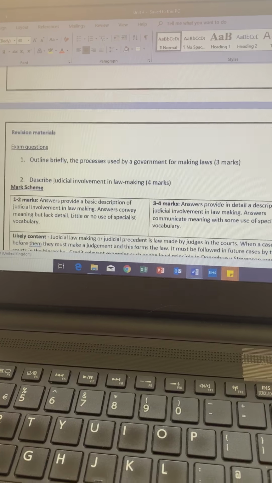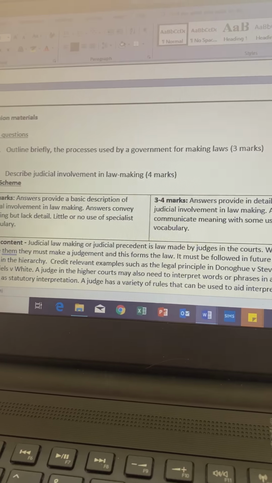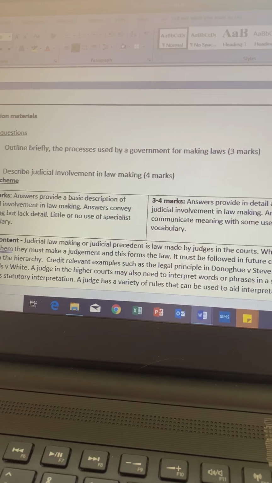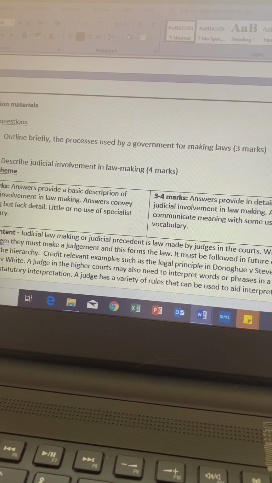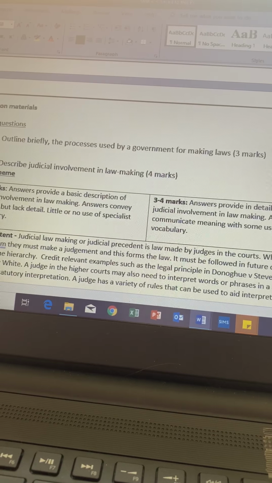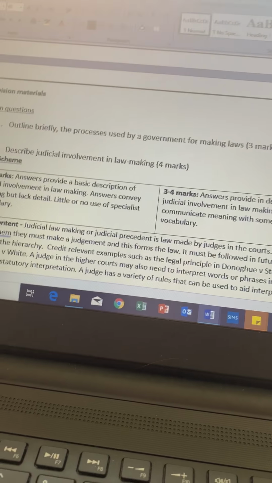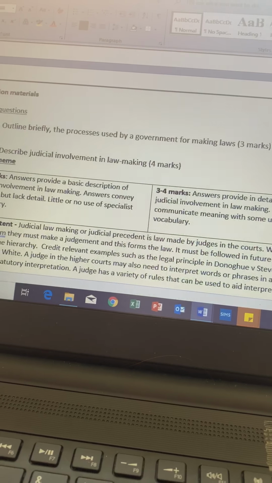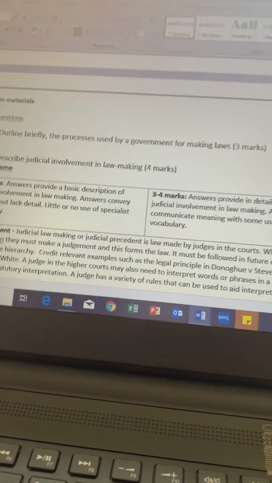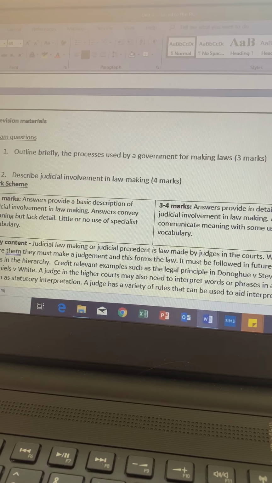Now, exam questions. Outline briefly the process used by government for lawmaking. 3 marks, literally nothing at all. So what I suggest you do is be using specialist terms. Now, because it says government, you need to talk about parliamentary lawmaking, not judiciary. So I shouldn't see anything in there about statutory interpretation or anything like that. It should be who's parliament, monarch, House of Lords, House of Commons, stages, bill, green paper, white paper. You're literally just stating terms. You're not really explaining it in a great level of detail.